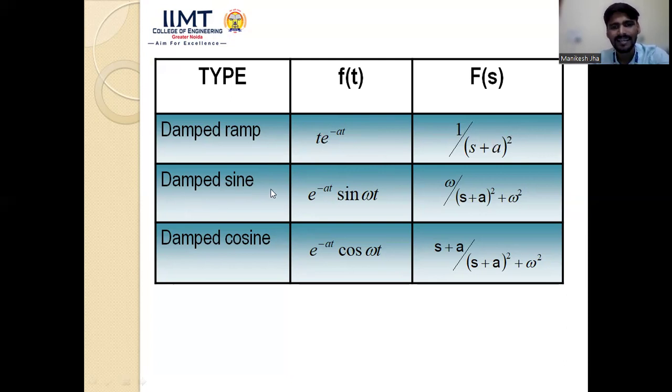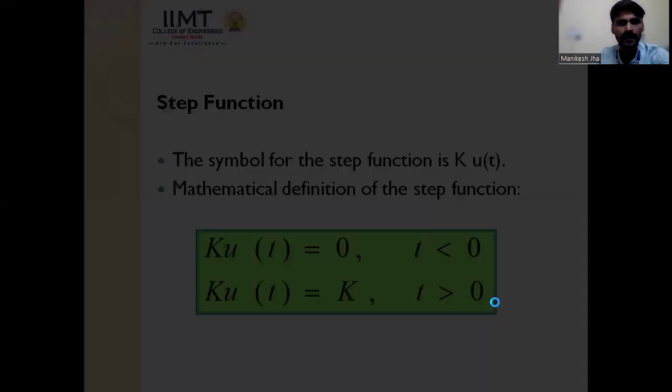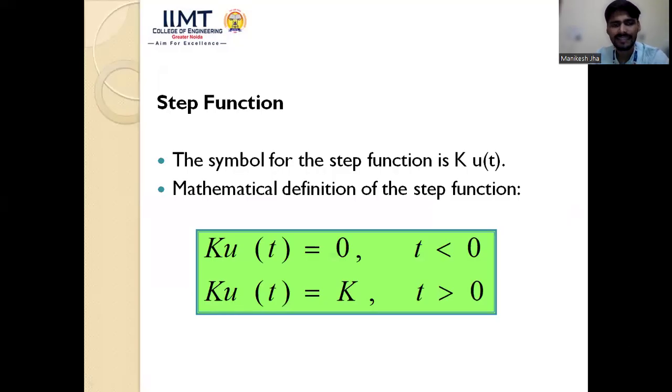Similarly, damped sine. e to the power minus at denotes the damped, and this is the sine signal, sin ωt. When we find the Laplace transform, we get ω upon (s plus a) whole square plus ω squared. Similarly, damped cosine, e to the power minus at cos ωt. When we find the Laplace transform, we get s plus a upon (s plus a) whole square plus ω squared.